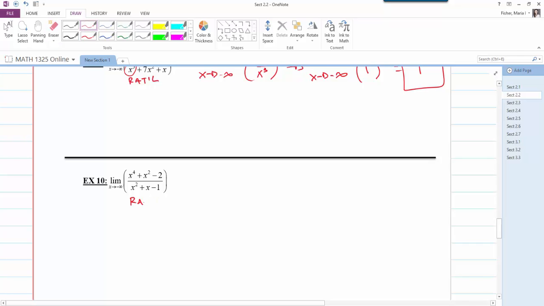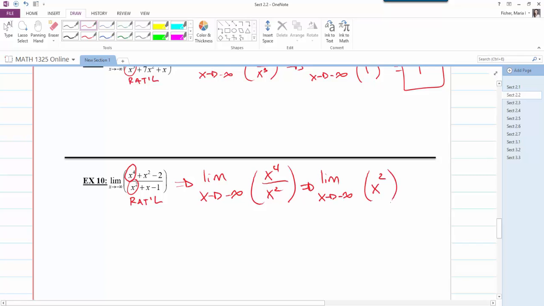So what we're going to do is exactly what we did before. What's the highest power in the numerator? X to the fourth. What's the highest power in the denominator? X squared. So this is really just the same as looking at the limit as x approaches negative infinity of x to the fourth over x squared. Well, if I clean that up, that's the same as looking at the limit as x approaches negative infinity of x squared. Okay, well, I just got rid of my fraction, and this now became a polynomial.